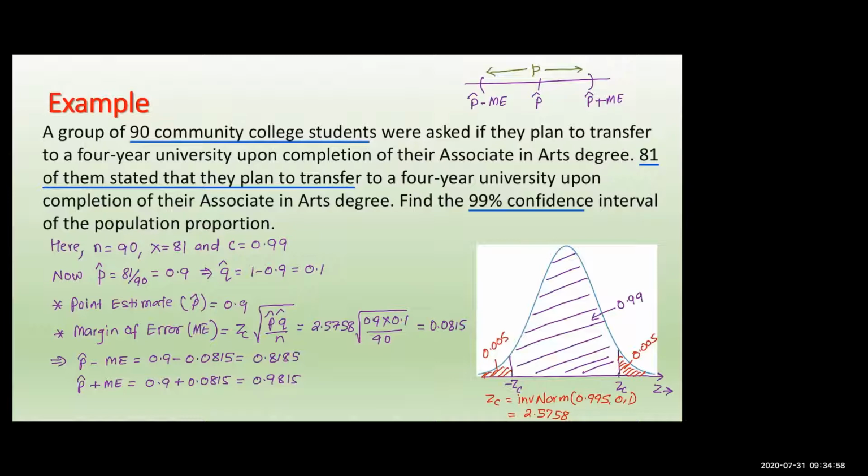So let's write that conclusion. With 99% confidence, we can say that the true proportion of students transferring to a four-year university lies between 81.85%, which is the same as 0.8185, and 98.15% or 0.9815. So that is the conclusion, and this is the confidence interval that we have created for this problem.